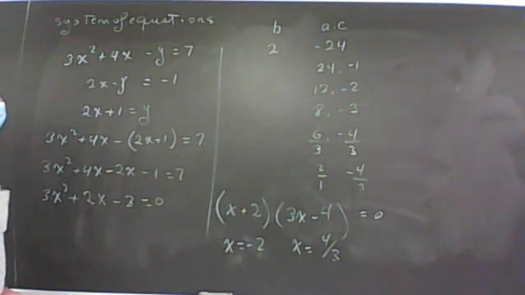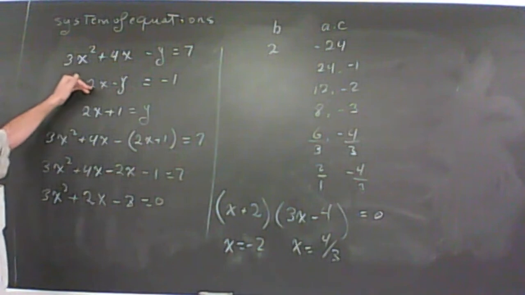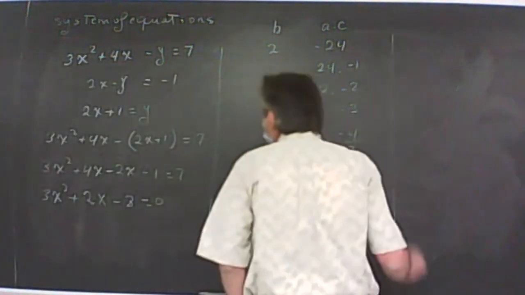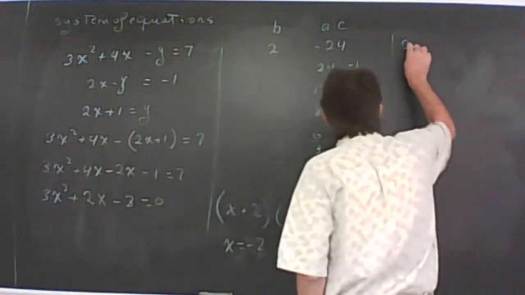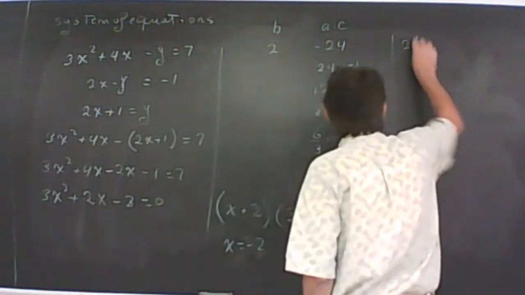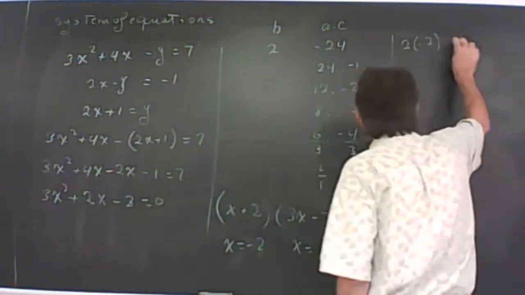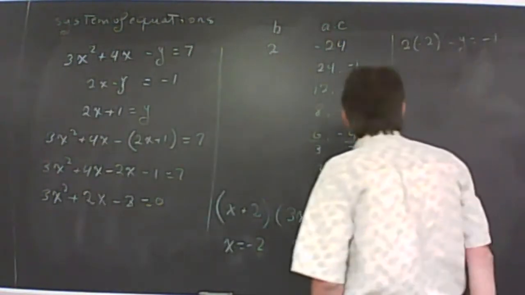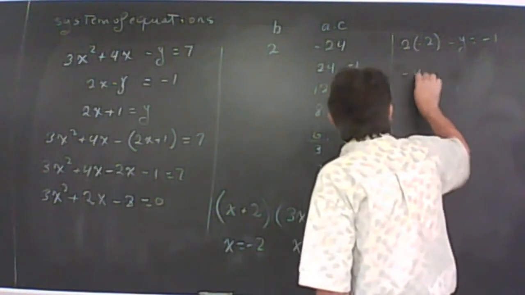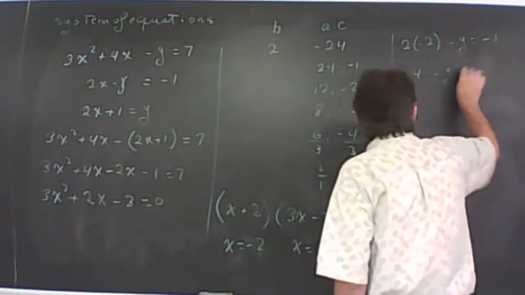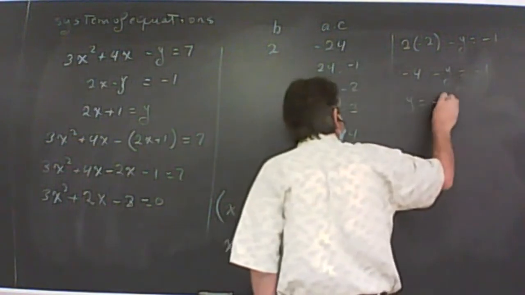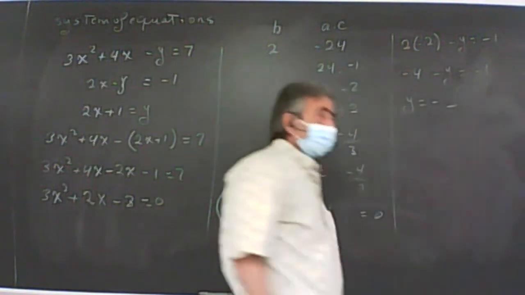Yeah. Now, where do I want to substitute back? This is the easier one, right? So I'm going to substitute back over here. So we have 2 times, first X is negative 2, minus y equal negative 1. And then we have negative 4 minus y equal negative 1. So y equal negative 3.